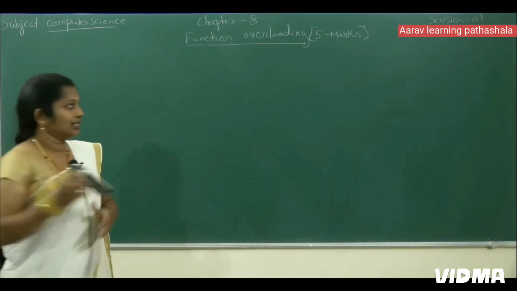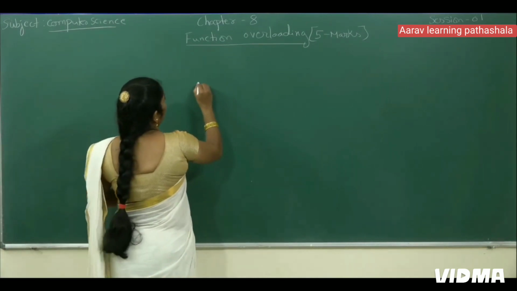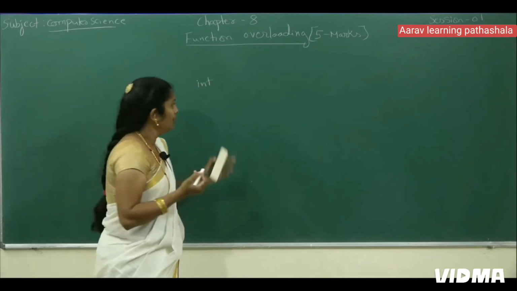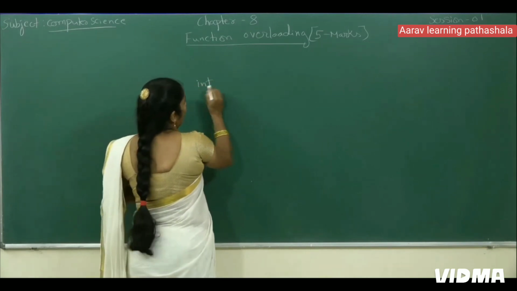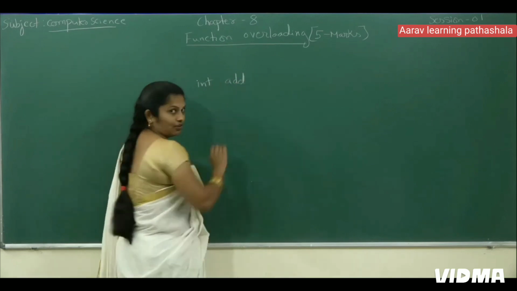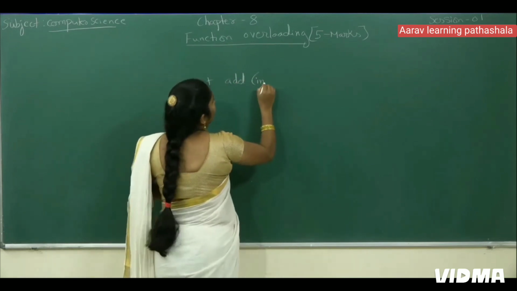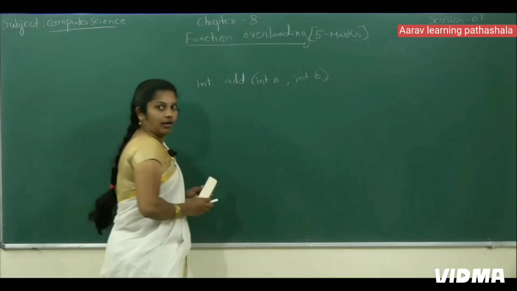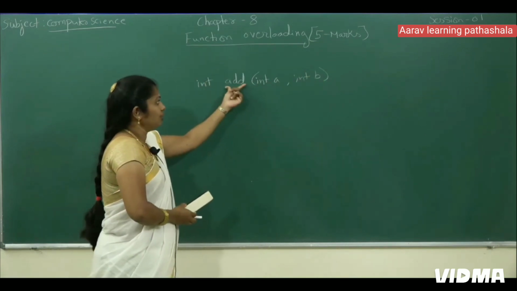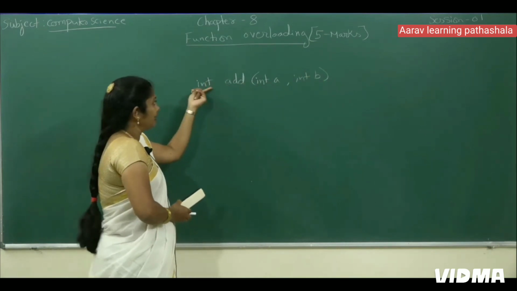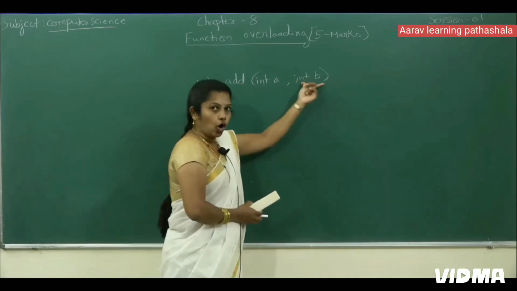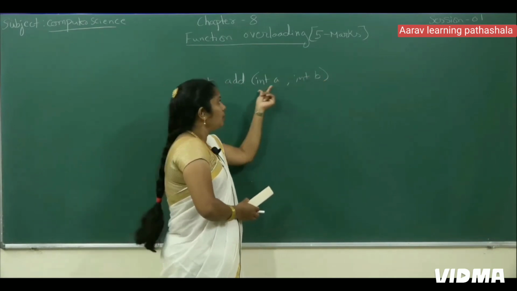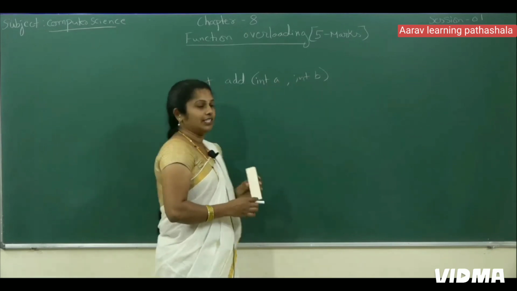That we will explain. See, for example, I want to add a number. Then what I will do? int add is the function name, here int a comma int b. Here I am taking one function, the function name is add, the return type is integer. Here two arguments we have, the first argument is a and second argument is b. Both the arguments are of type integer.